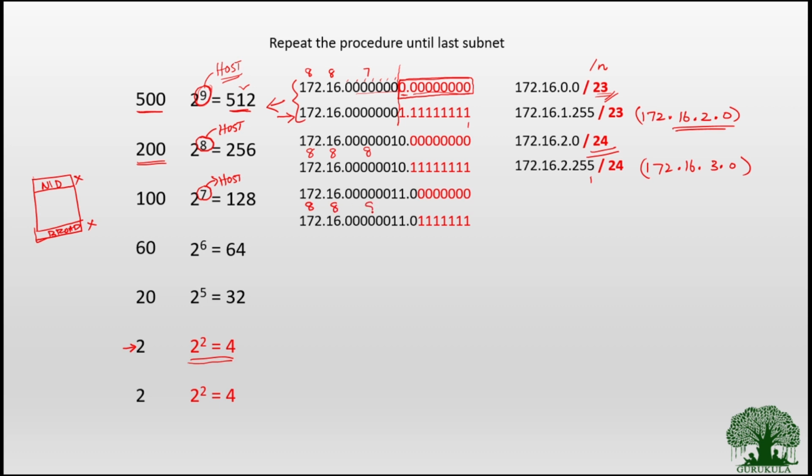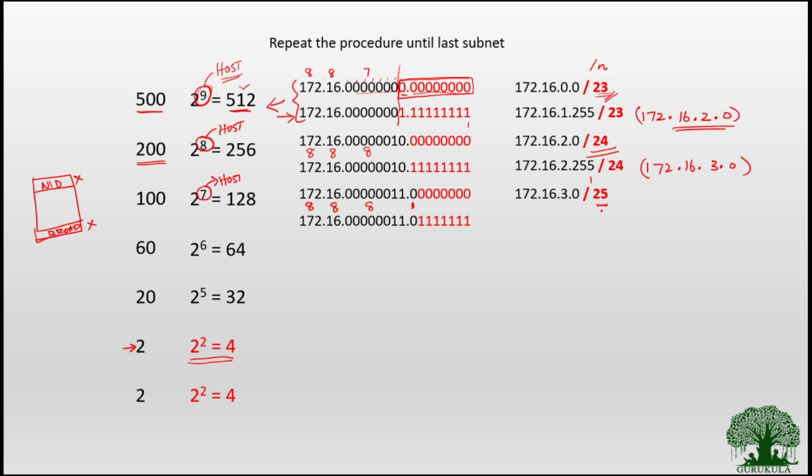So I have 8 bits over here, 8 bits over here, and 8 bits over here, and I have one more bit over here which is allocated to represent the network. So 3 times 8 is 24, and 24 plus 1 is 25. So the /n representation should be 25.